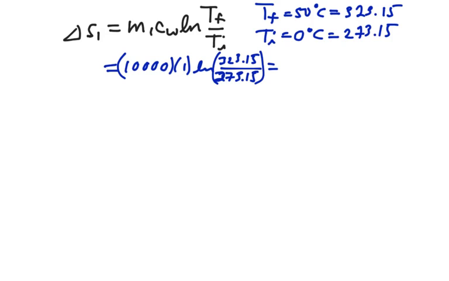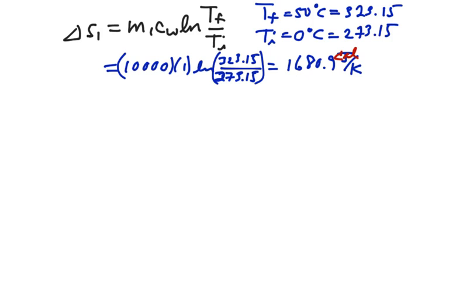What does that give us? 323.15 divided by 273.15, natural log, times 10,000 is 1680.9, and that will be joules per Kelvin. Actually, calories per Kelvin, sorry. Everything was done in calories. That's going to be calories per Kelvin.